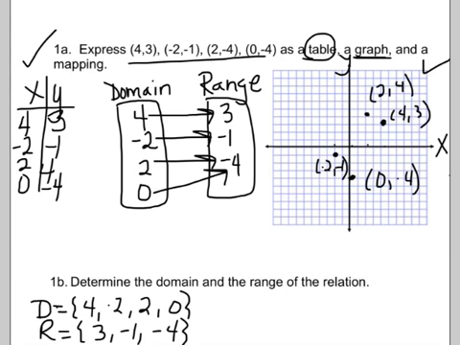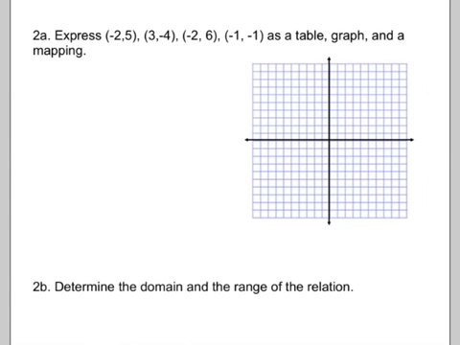Okay? So again, the big thing to remember is your domain is your x, your range is your y, and then remember, you got your table, your graph, and your mapping. Okay? Let's try another one. All right, express, and then I've given you that relation as a table, a graph, and a mapping.